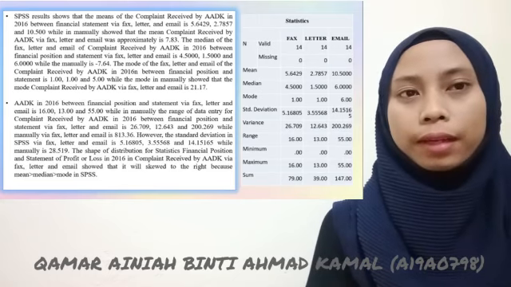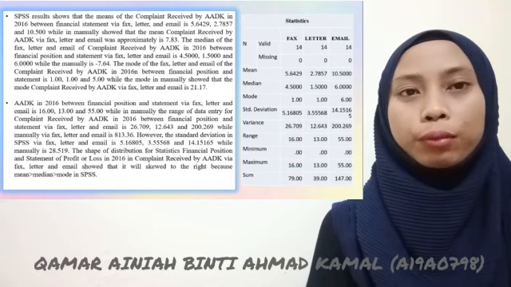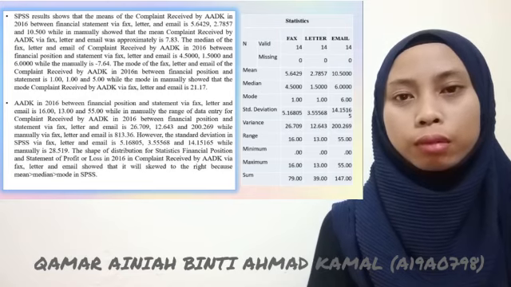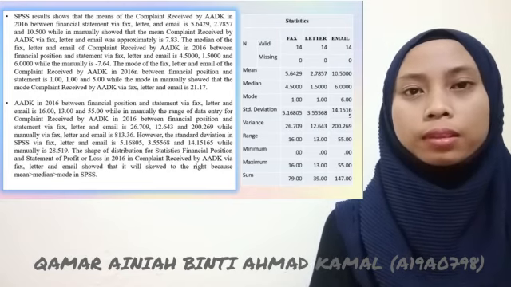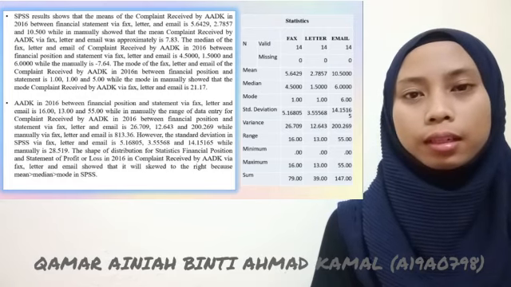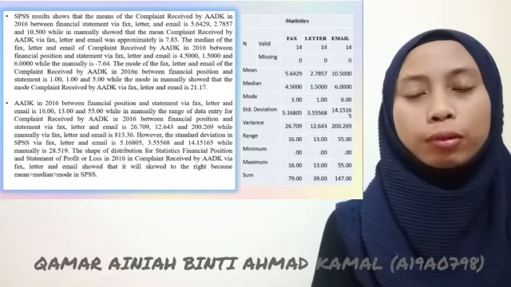The mode of the fax, letter and email of the complaints received by AADK in 2016 between financial position and statement is 1.00, 1.00 and 5.00, while the mode manually shows that the mode of complaints received by AADK via fax, letter and email is 21.17.